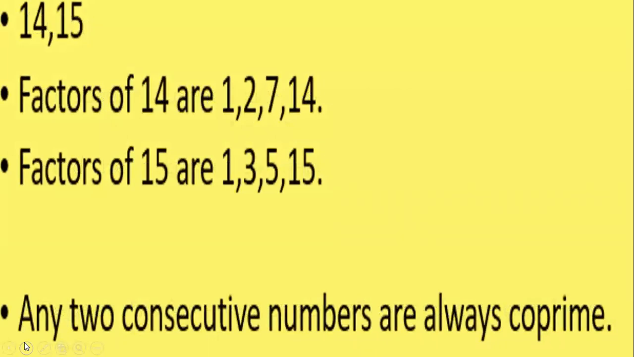Now we will take our two consecutive numbers 14 and 15. Factors of 14 are 1, 2, 7 and 14. Factors of 15 are 1, 3, 5 and 15. Both of these numbers have a common factor 1, so we will say that 14 and 15 are co-prime numbers. Any two consecutive numbers are always co-prime.